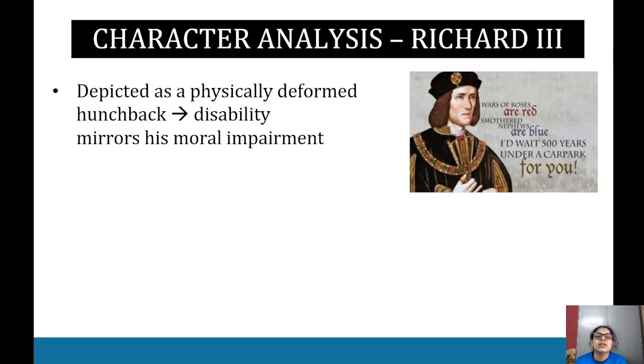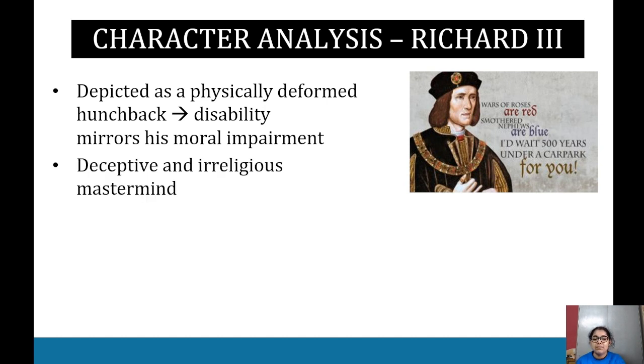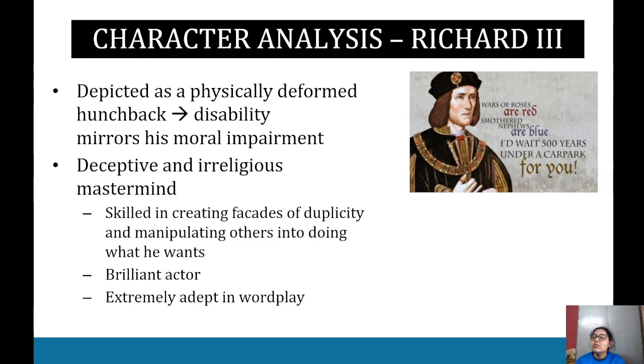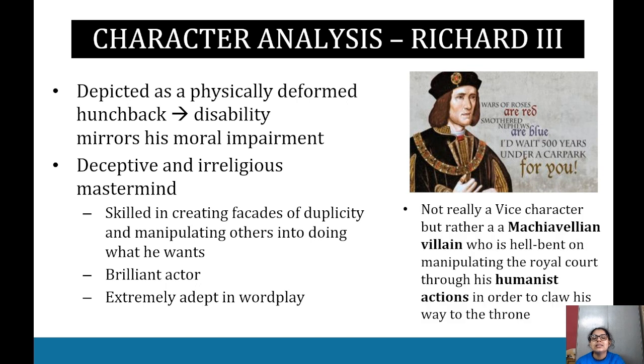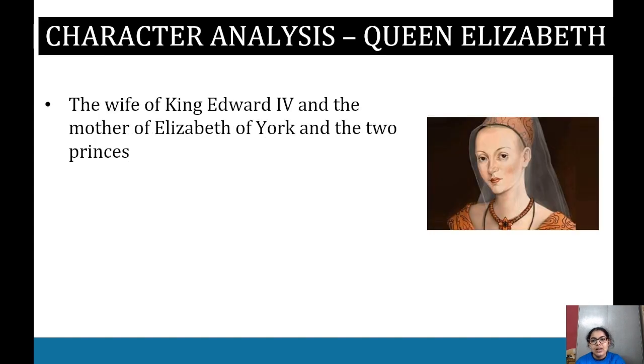Now, character analysis. Richard III. We've talked a lot about him today. He is depicted as a physically deformed hunchback. The disability mirrors his moral impairment. He's a deceptive and irreligious mastermind. He's skilled in creating facades of duplicity and manipulating others into doing what he wants. He's a brilliant actor and he's extremely adept in wordplay. Remember, he's not a wise character, but he is a Machiavellian villain who is hell-bent on manipulating the royal court through his inhumane actions.